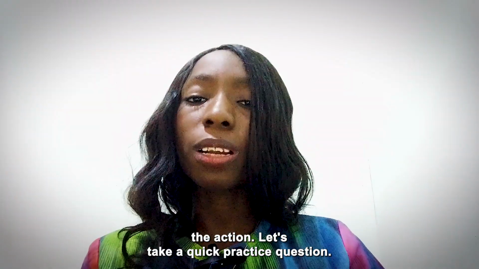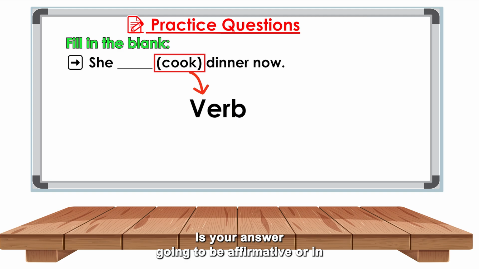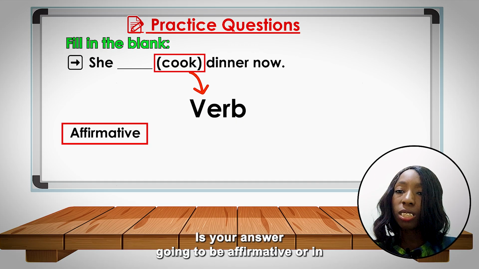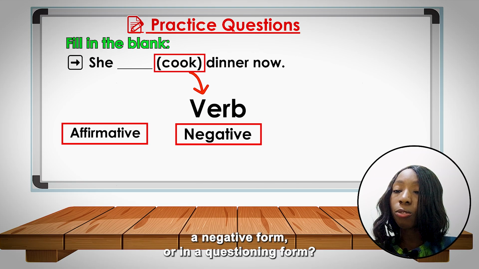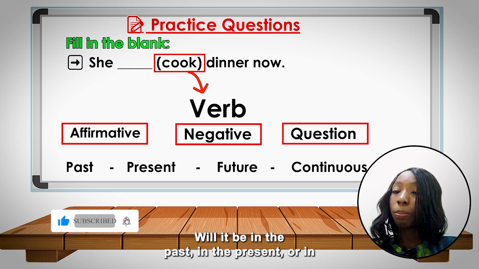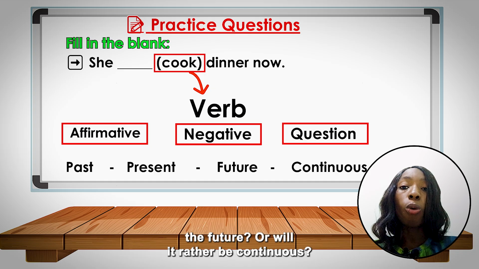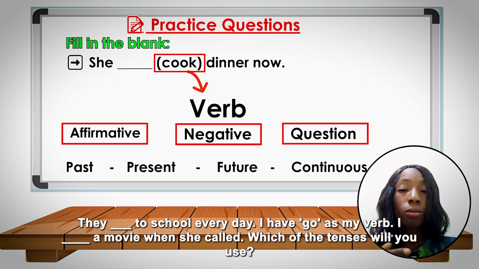Let's take a quick practice question. She dash dinner now. I have cook as the verb. Is your answer going to be affirmative, in a negative form, or in the questioning form? Will it be in the past, in the present, or in the future? Or will it rather be continuous?